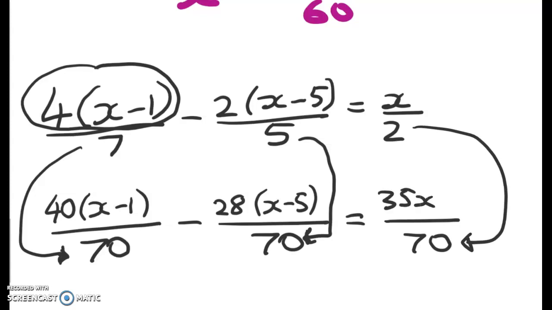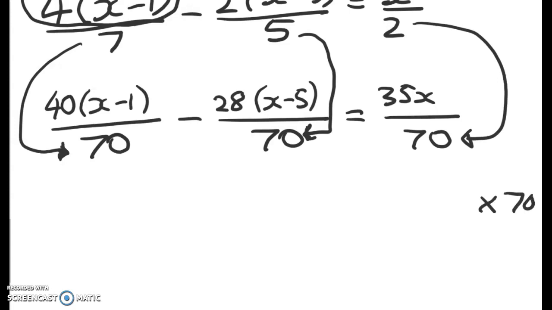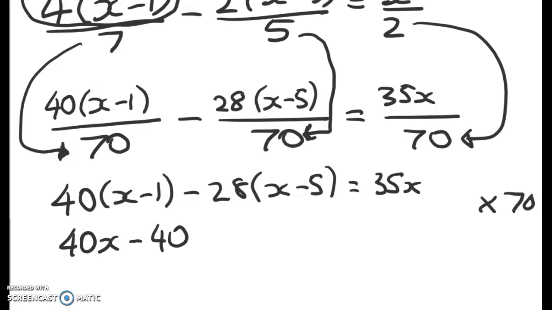So now I've got 3 fractions. It doesn't look very good. But remember, as long as we do the same thing to both sides of the equation, nothing can go wrong. So I'm going to multiply everything through by 70. And when I do that, I'm left with a much simpler looking equation, which is this one here. So now all I need to do is to expand the brackets and collect up like terms.